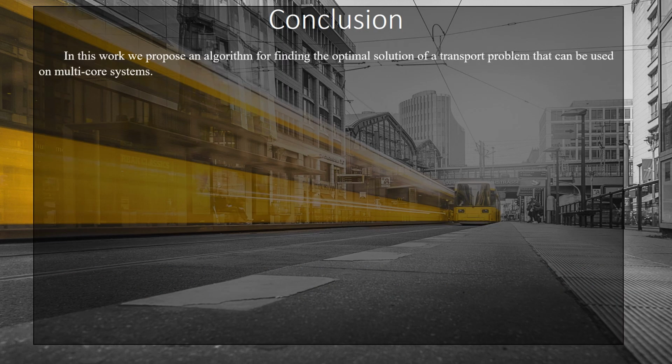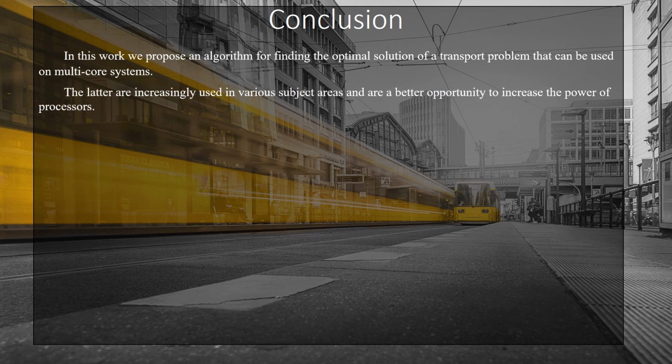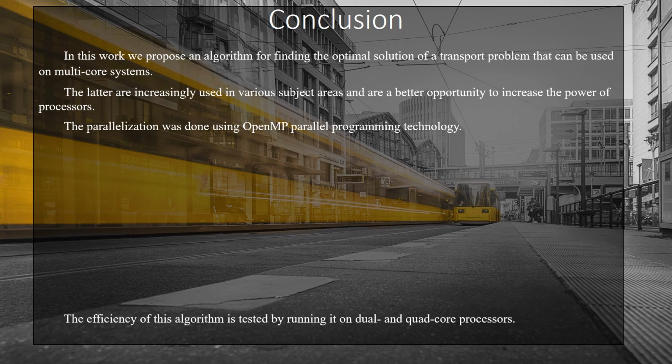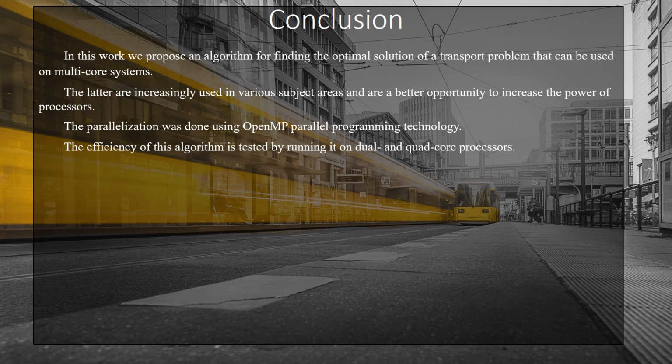In this work we propose an algorithm for finding the optimal solution of a transport problem that can be used on multi-core systems. The latter are increasingly used in various subject areas and are a better opportunity to increase the power of processors. The parallelization was done using OpenMP parallel programming technology. The efficiency of this algorithm is tested by running it on dual and quad-core processors.